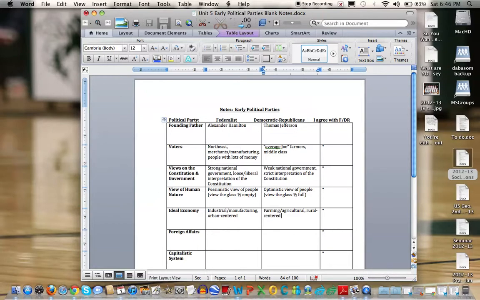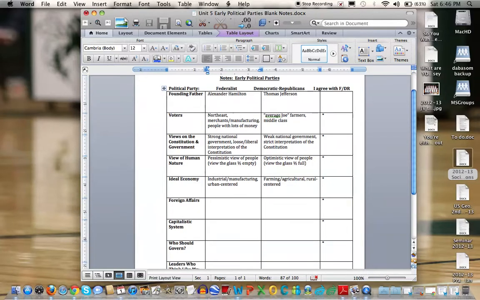And then for you, which one do you believe with more? Which one do you think is better for our economy? Do you think big business and factory type jobs are better, or more of the small business, your farming and your small town type of economics?